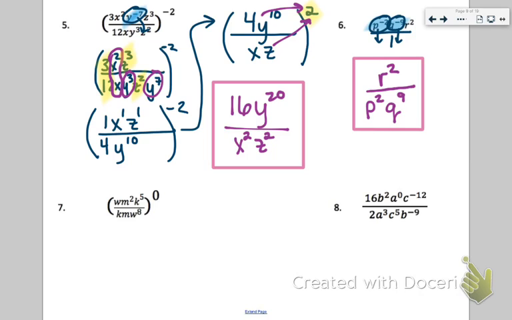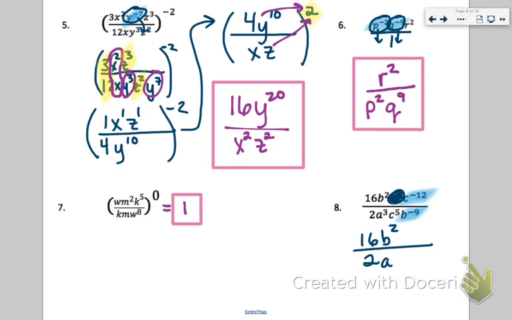7, quickest one on the page. Anything to the 0 power is 1. Final problem, number 8. First, we'll start by moving our negative exponents. Also, if we have anything to the 0 power, cross it out and pretend like it wasn't there to begin with. All right, I'm going to keep everything that's a coefficient or a positive exponent.